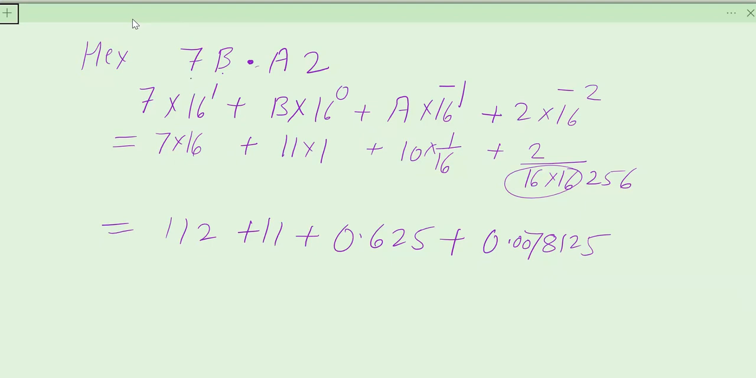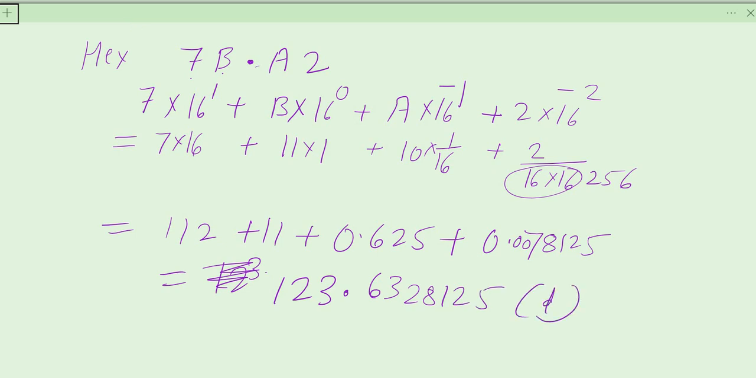Plus 0.625 plus 11 plus 112 is equal to... So the answer is 123.632815 in decimal for 7D.82 in hex. So here is also a decimal point, here is also a decimal. So in this way, with a fraction, you can convert it.